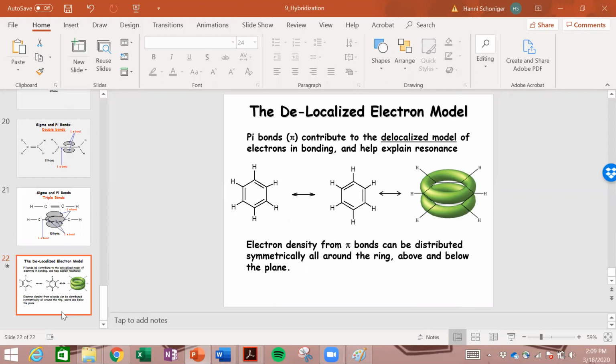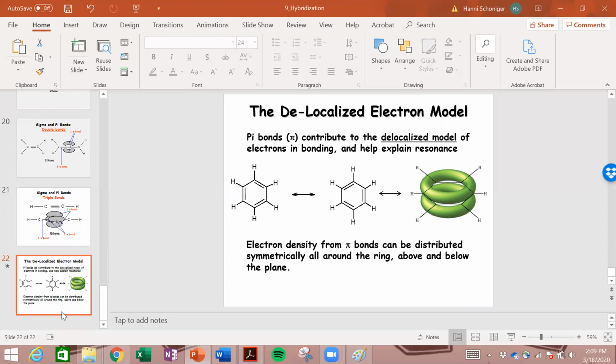So VSEPR theory, valence bond theory, all of that has been dealing with the localized electron model, that electrons like to stay to a local spot, right? You're local to your city. That's the previous model, but it doesn't explain a lot of the observations that we see for shapes and how chemicals react with certain compounds. And so to expand on that, they created the delocalized electron model.